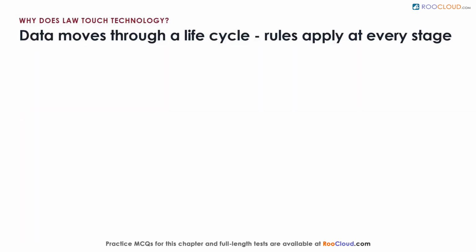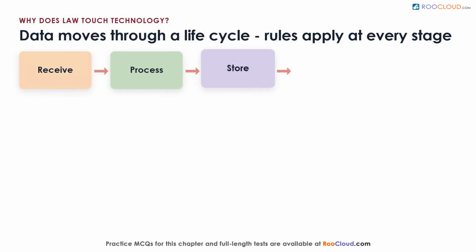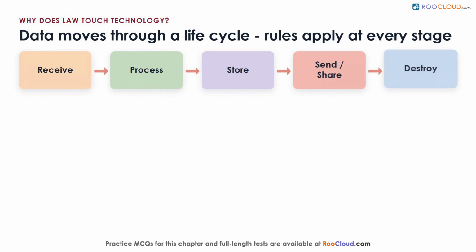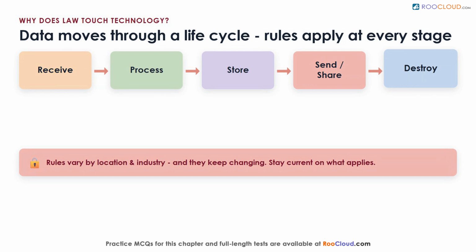So why do laws and regulations shape how you run technology? Because data moves through a life cycle. It is received, processed, stored, sent, shared, and finally destroyed. Rules apply at every one of those stages. The rules depend on where you operate and your industry, and they keep changing all the time, so you have to stay current on what applies.